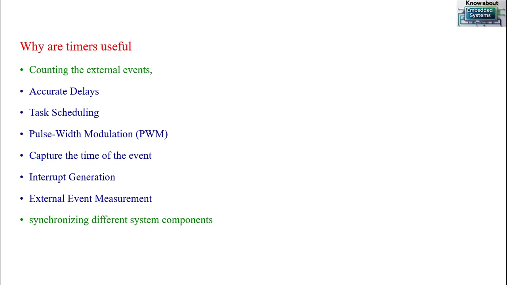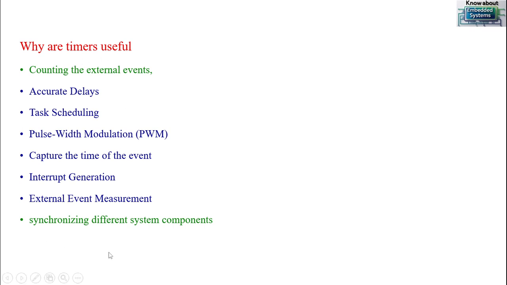We use a timer to capture the event, and we use timers to generate interrupts. We use timers to manage an external event. I want to control some motor speed based on time. Again, the best example is the washing machine. Different speeds and different functionalities can be managed with the help of timers.